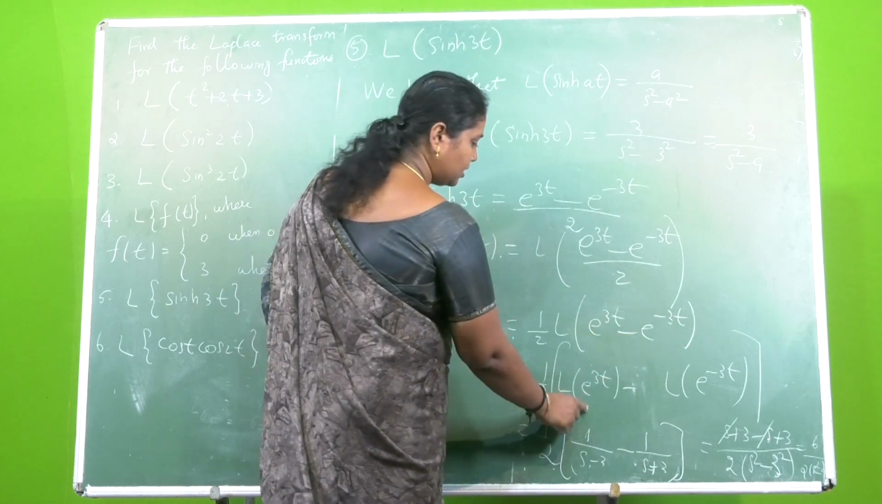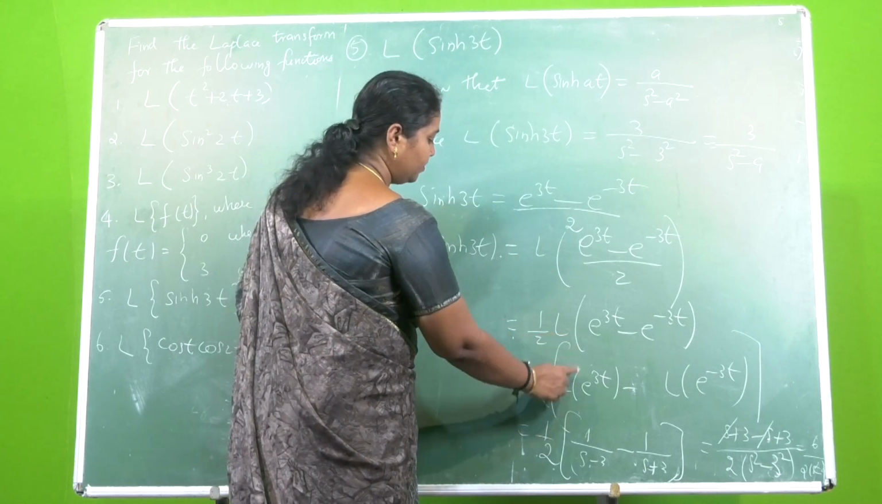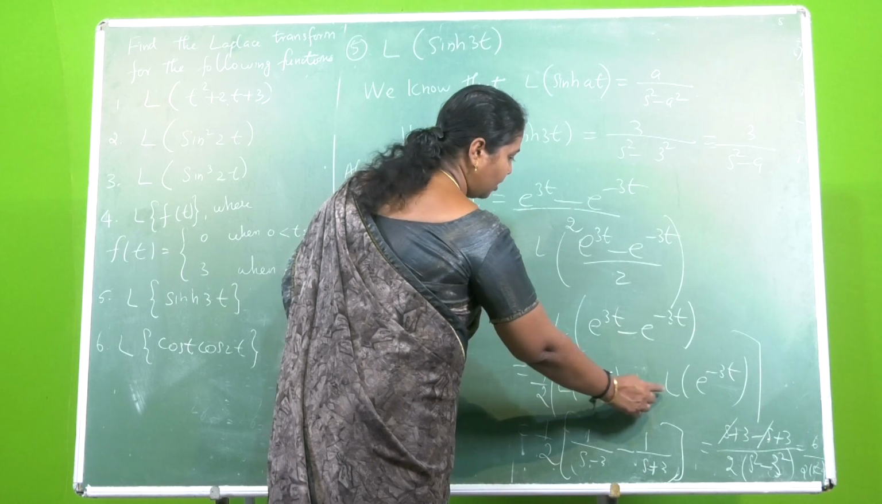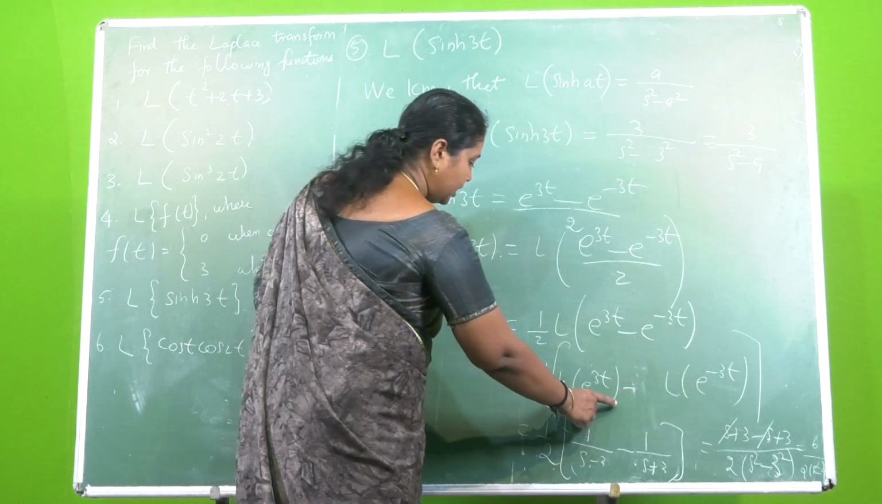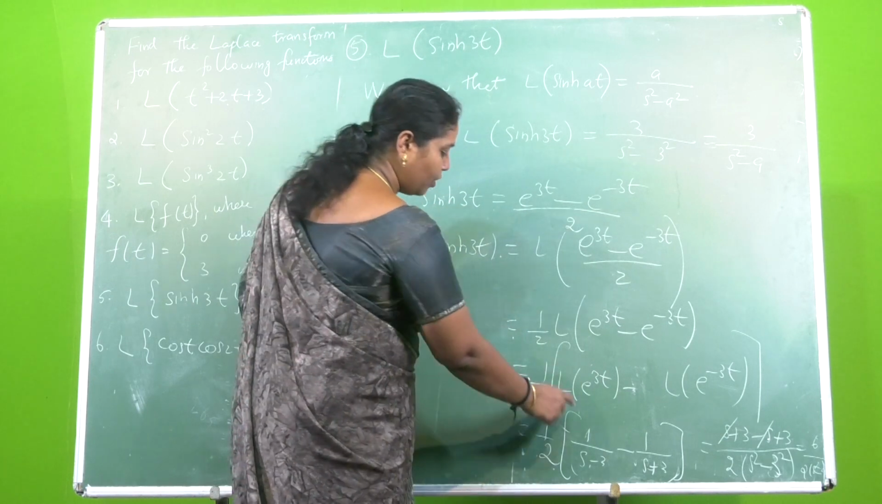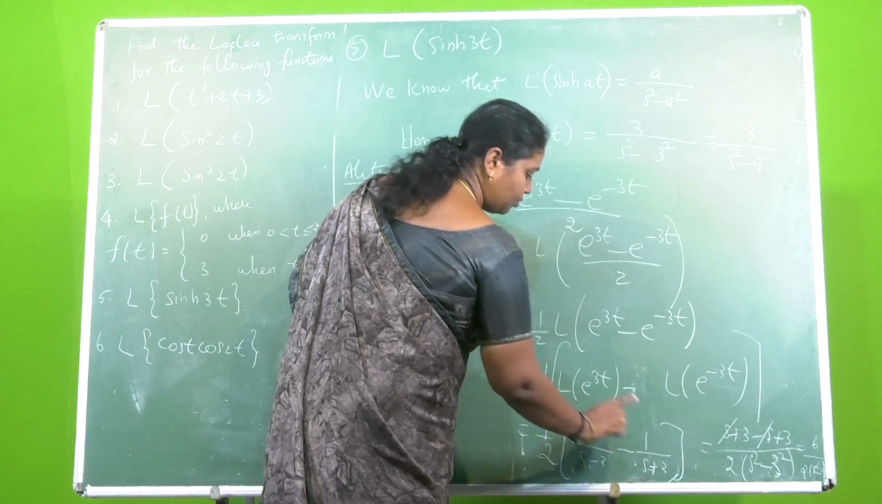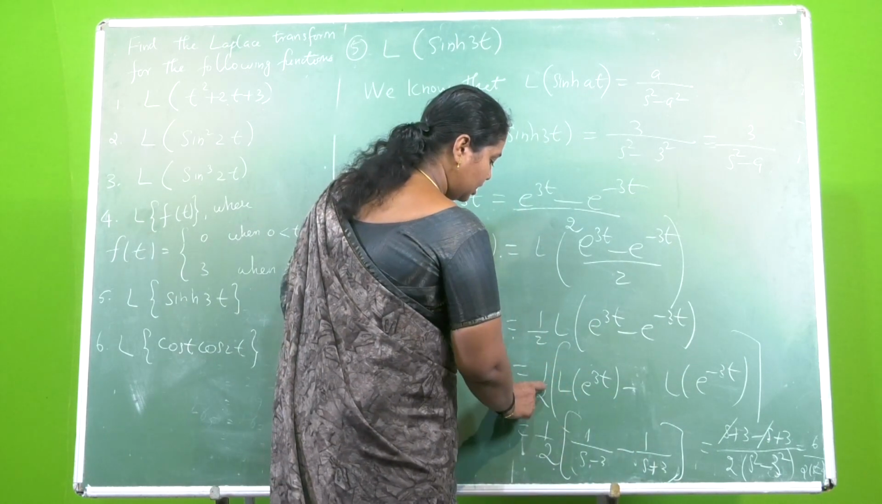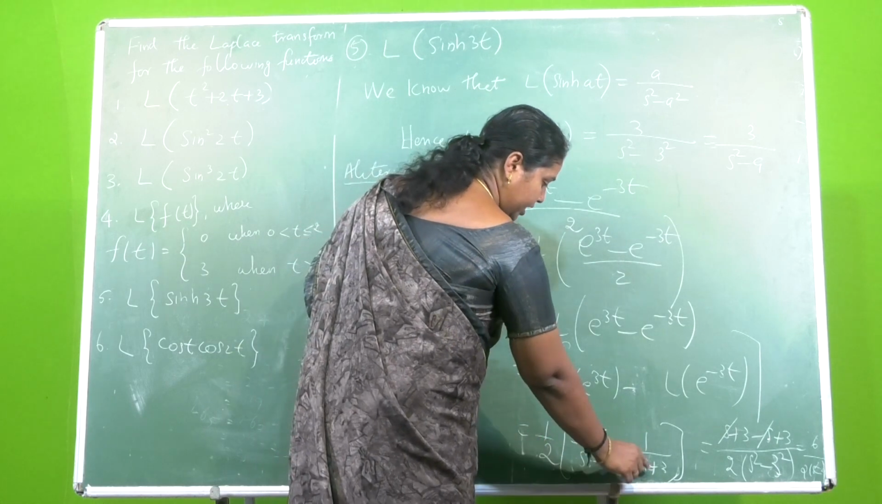If we split this using the linear property, we get 1 by 2 times L of e power 3t minus L of e power minus 3t. We know that L of e power at is 1 by s minus a, here a is 3, and e power minus at gives 1 by s plus a. So this becomes 1 by 2 times 1 by s minus 3 minus 1 by s plus 3.